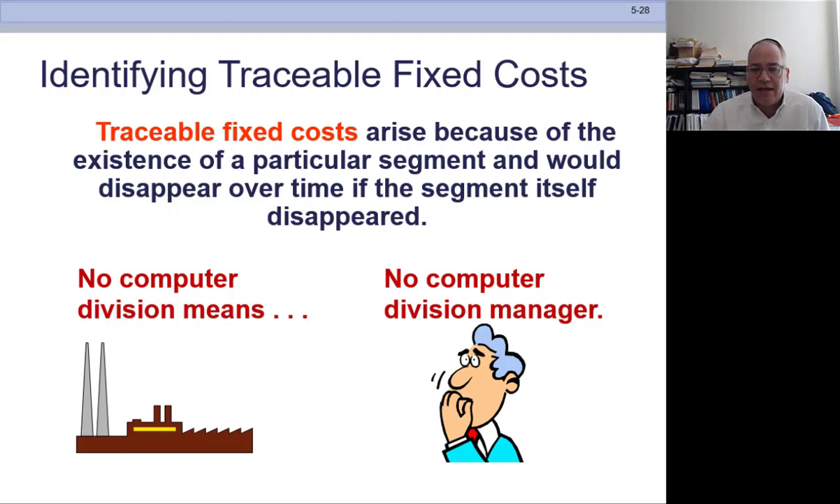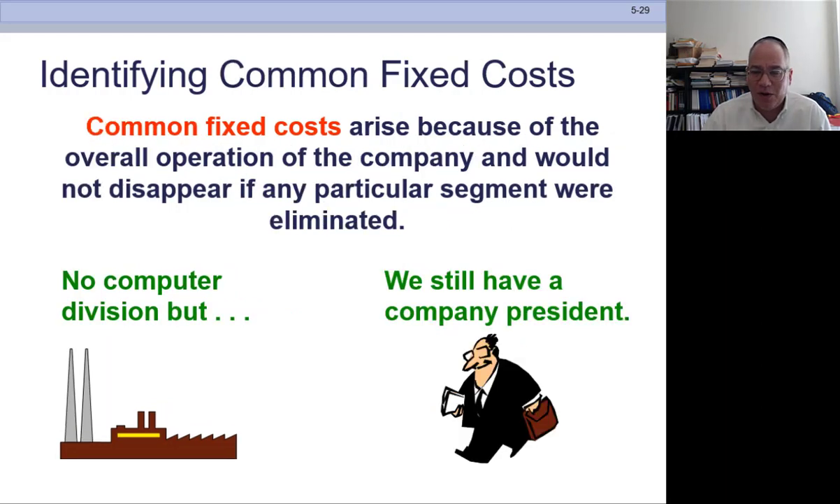And if the segment disappeared, then the traceable fixed costs would go away. So if you didn't have a computer division, then you wouldn't need a computer division manager, and this fixed cost would go away. He wouldn't like that, obviously. No one wants to be a fixed cost.